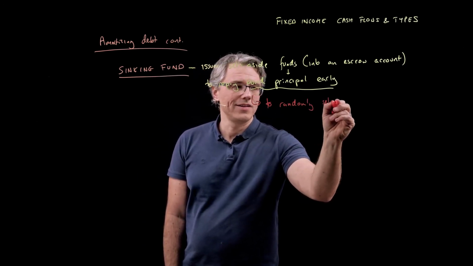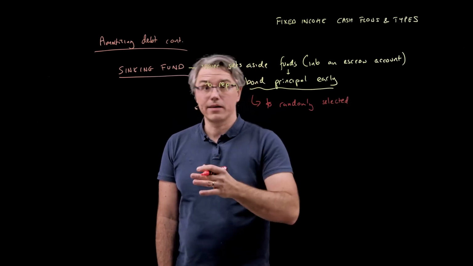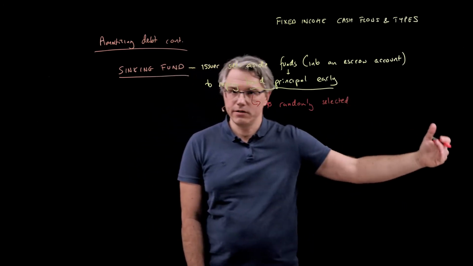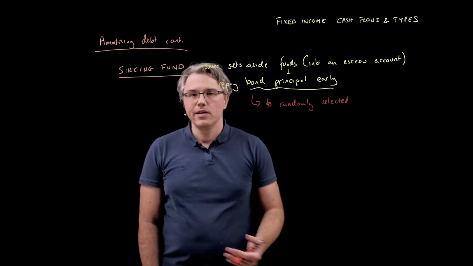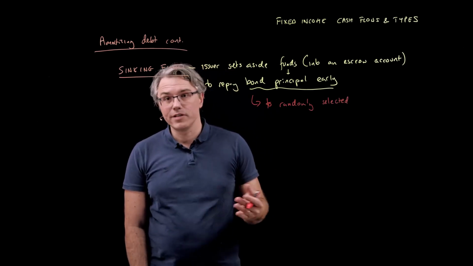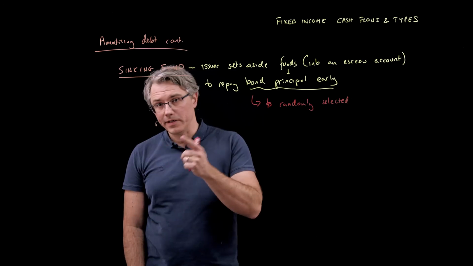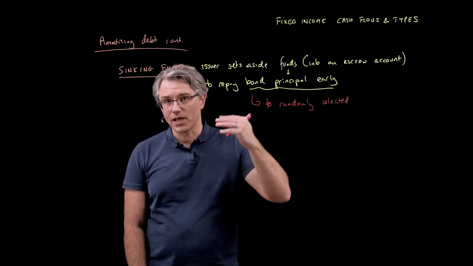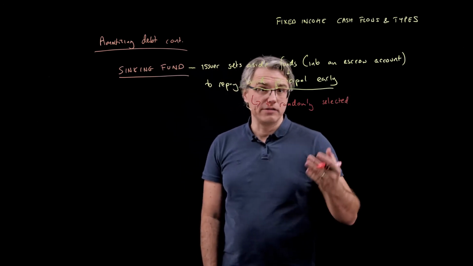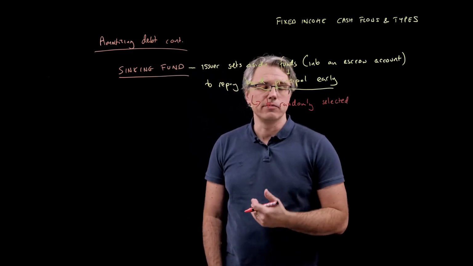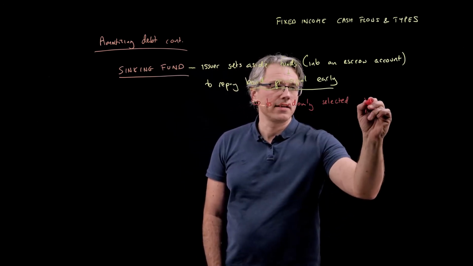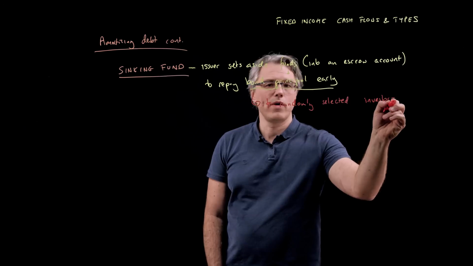So certain investors get their principal back early, others don't. They have to wait until the official maturity date, which can be a good or a bad thing depending on what's happening to interest rates as compared to the coupon payments they are receiving on the bond. So to randomly selected investors, that's one way.